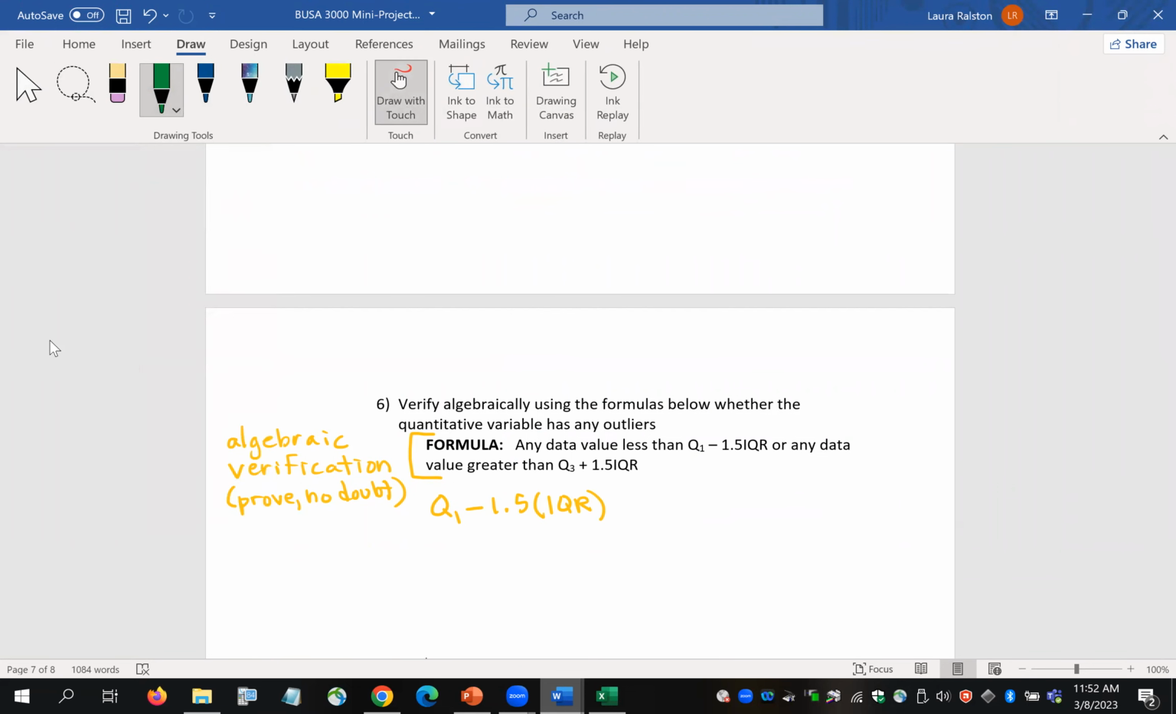So I have 20 minus 1.5 times the IQR of 18. Make sure you follow order of operations. Multiply 1.5 times 18, which I believe is 27, but let me make sure. Yep, that's 27. So you get -7. Well, again, we're talking about ages. You can't have a negative age. The youngest you're going to have is 0, possibly. So I don't have any outliers on the low end.